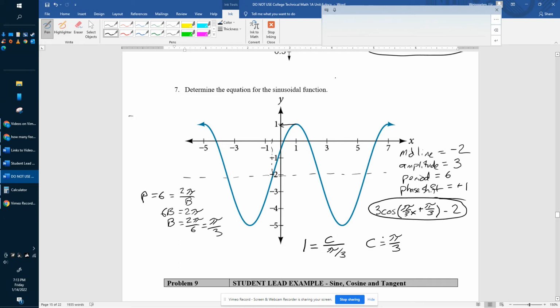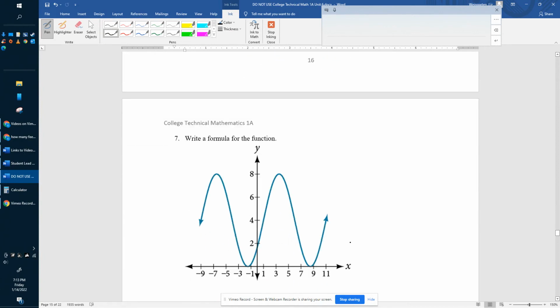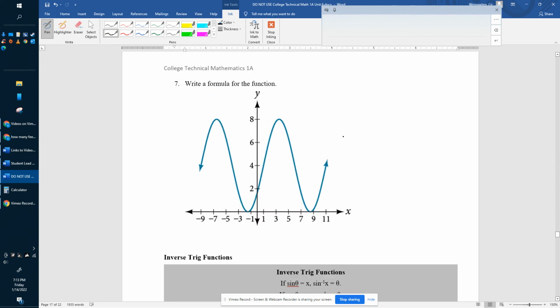Look at problem 9. Feel free to look back in your notes as much as you need to go through these problems. I actually find these kind of fun, as I'm sure you could tell by the inflection in my voice. So if you have any questions, reach out to your instructor. They will definitely be happy to help.